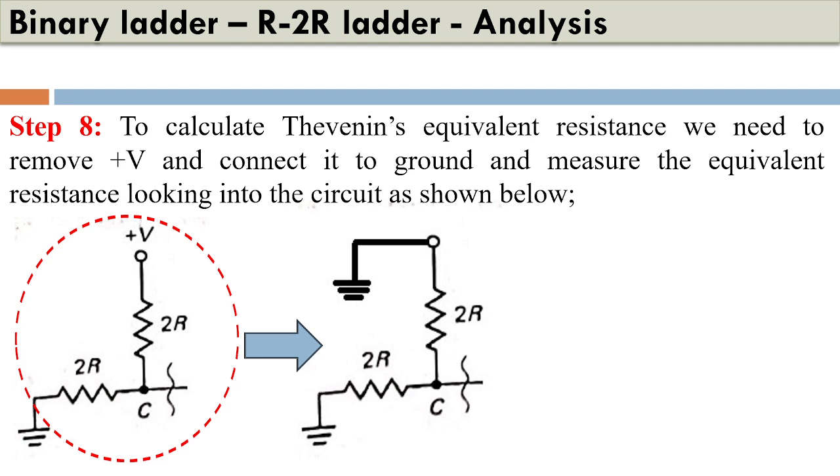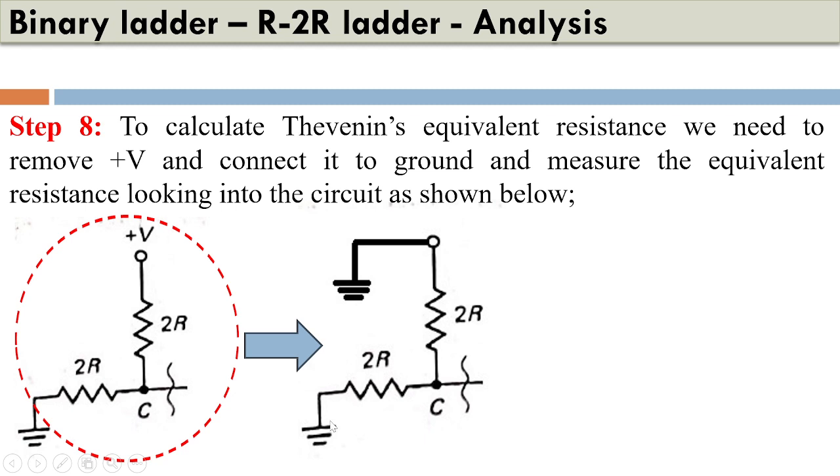So in order to measure the Thevenin's equivalent resistance, the first thing that we'll have to do is remove all the sources from the circuit and replace them with their equivalent resistance. Now we know that the internal resistance of any voltage source is almost zero. So we will replace it with a short circuit and connect it to the ground.